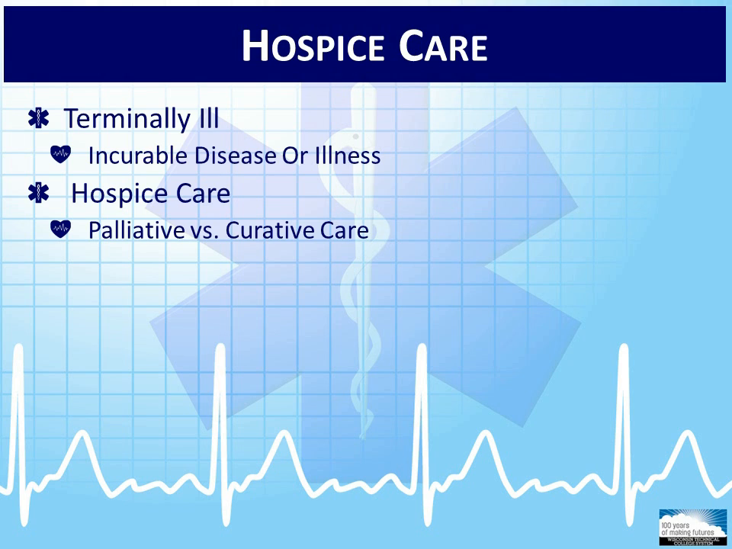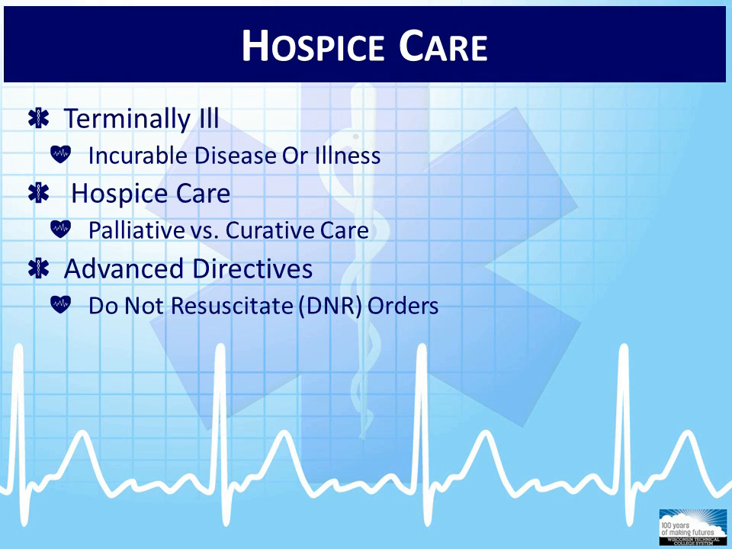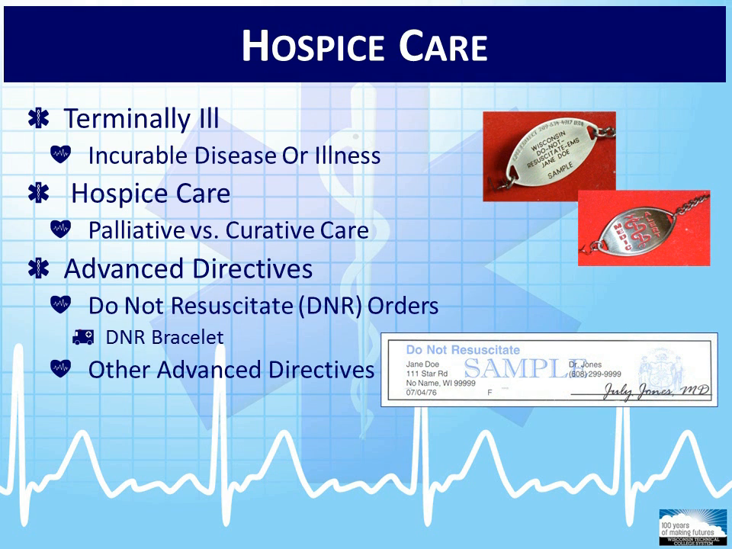Terminally ill patients may have do not resuscitate orders in the form of a bracelet or other written orders such as a living will or a healthcare power of attorney. More information on these various advanced directives is provided in the medical legal module of this course. Follow your local protocols when DNR orders or other advanced directives are a factor in providing care. Do not hesitate to contact your medical control if questions arise on a call.